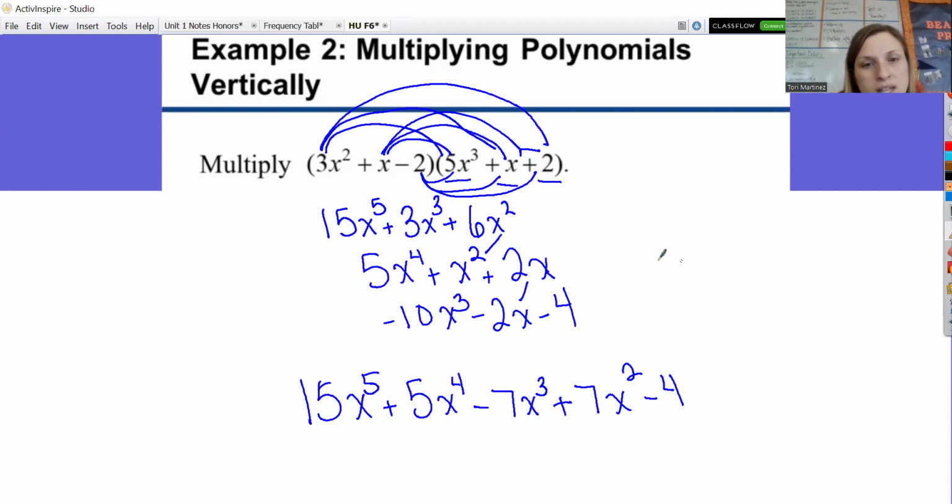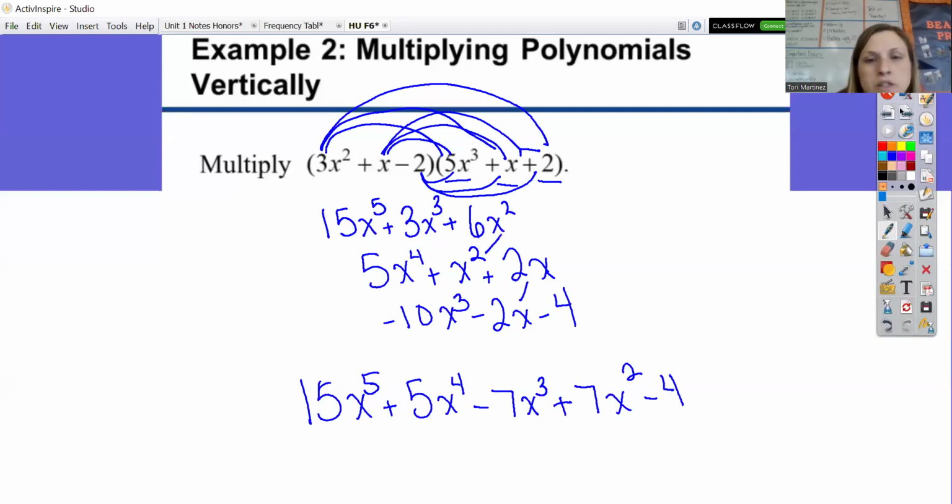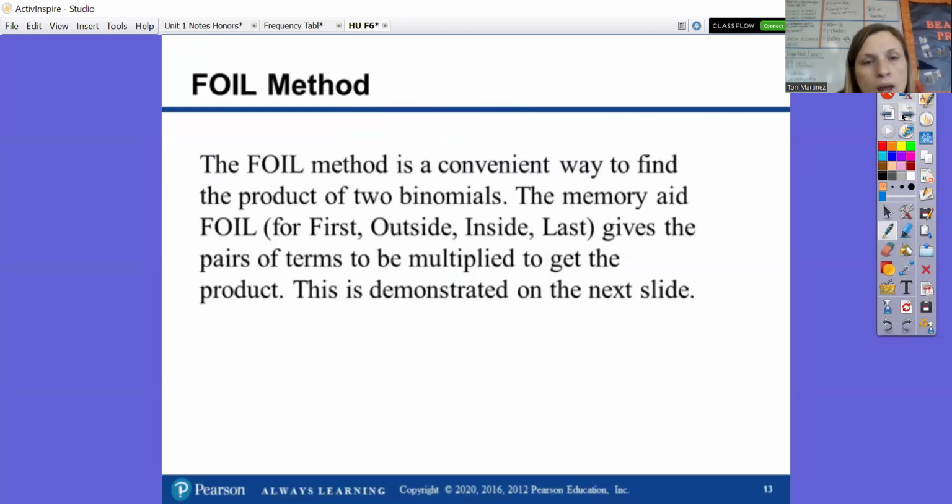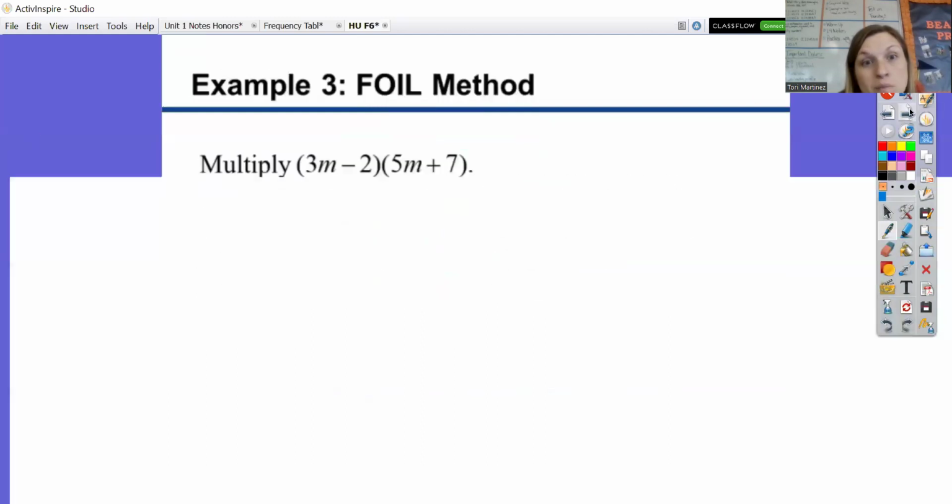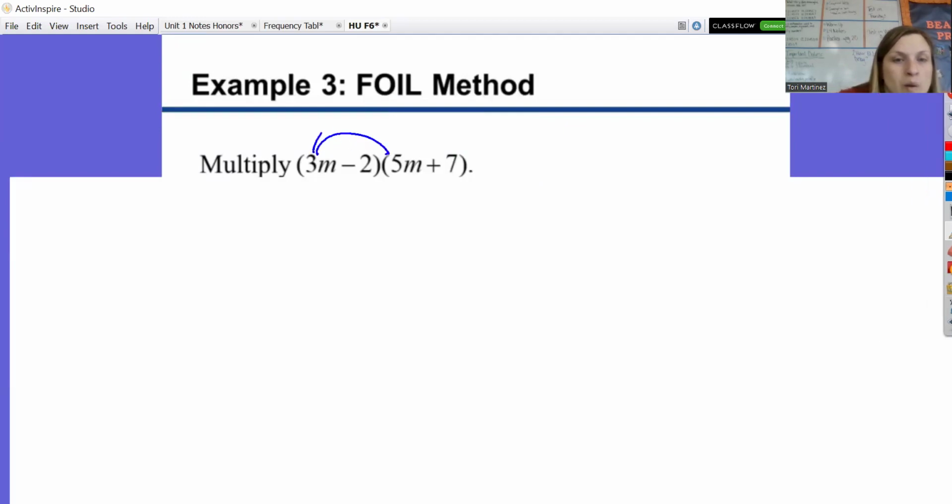You can write everything horizontally or vertically. Sometimes it matches up vertically, so it's easier to do that way, but it's up to you. The FOIL method is what I just did. The FOIL is just a binomial times a binomial, but all you do is distribute. So you can pause the video, try this one, and I'm going to put up my answer.